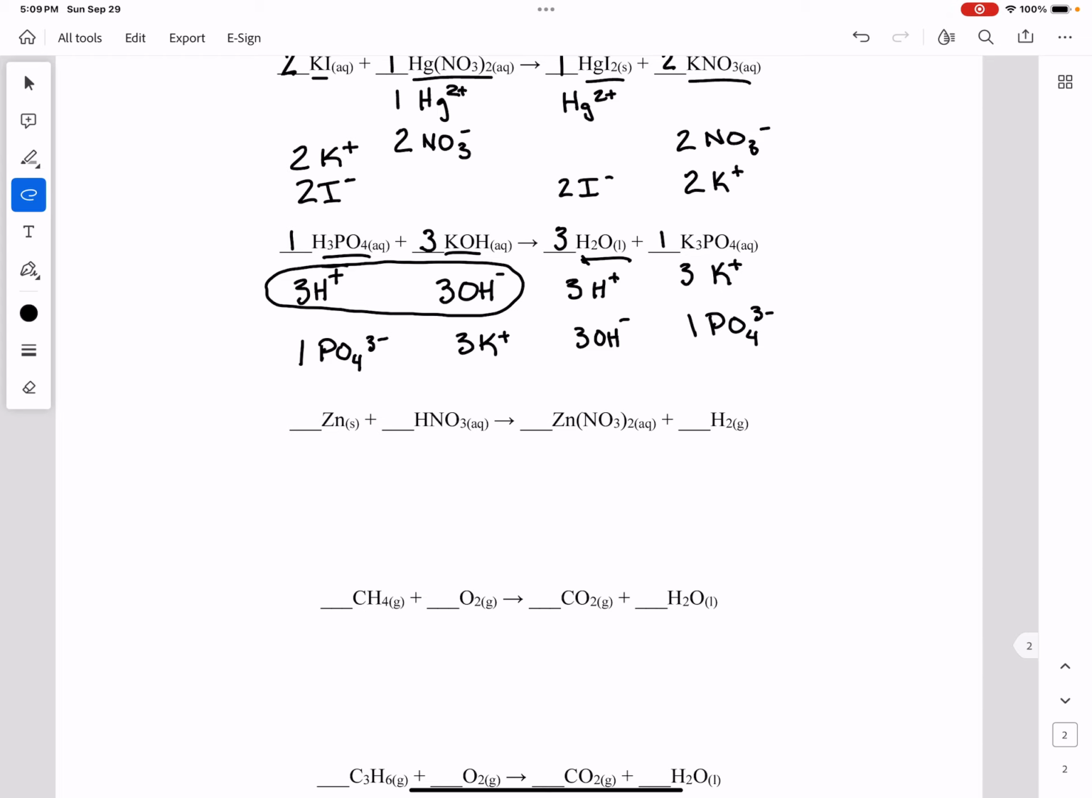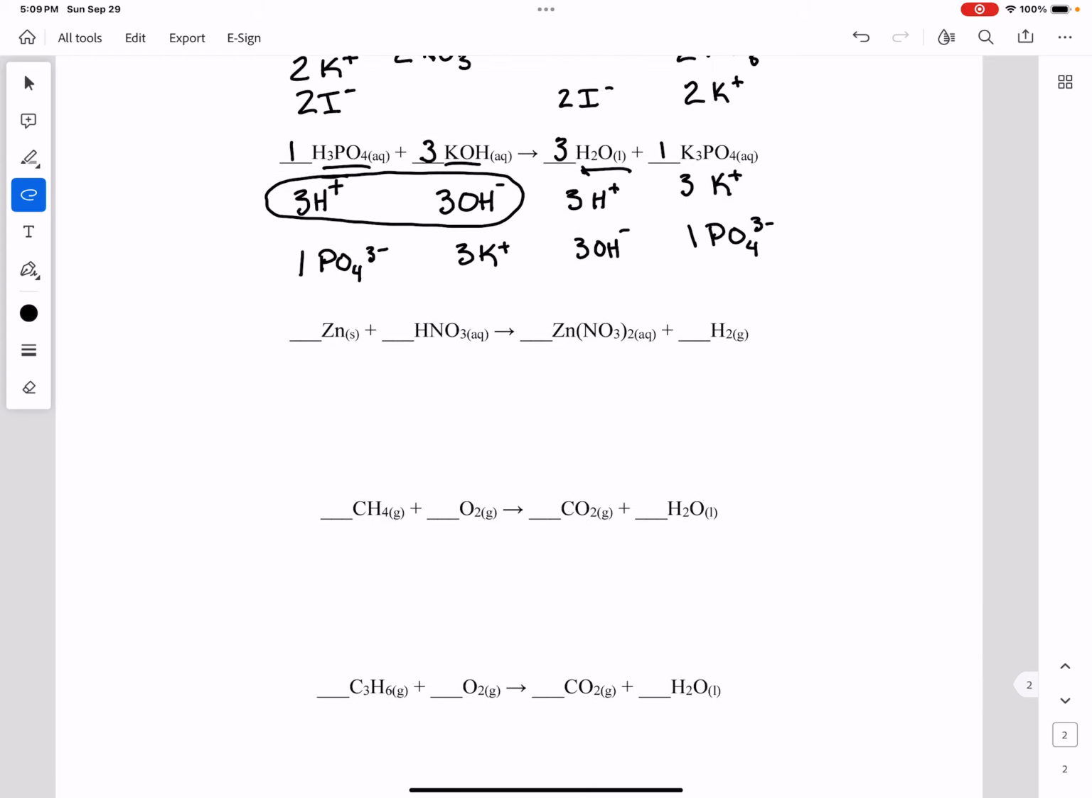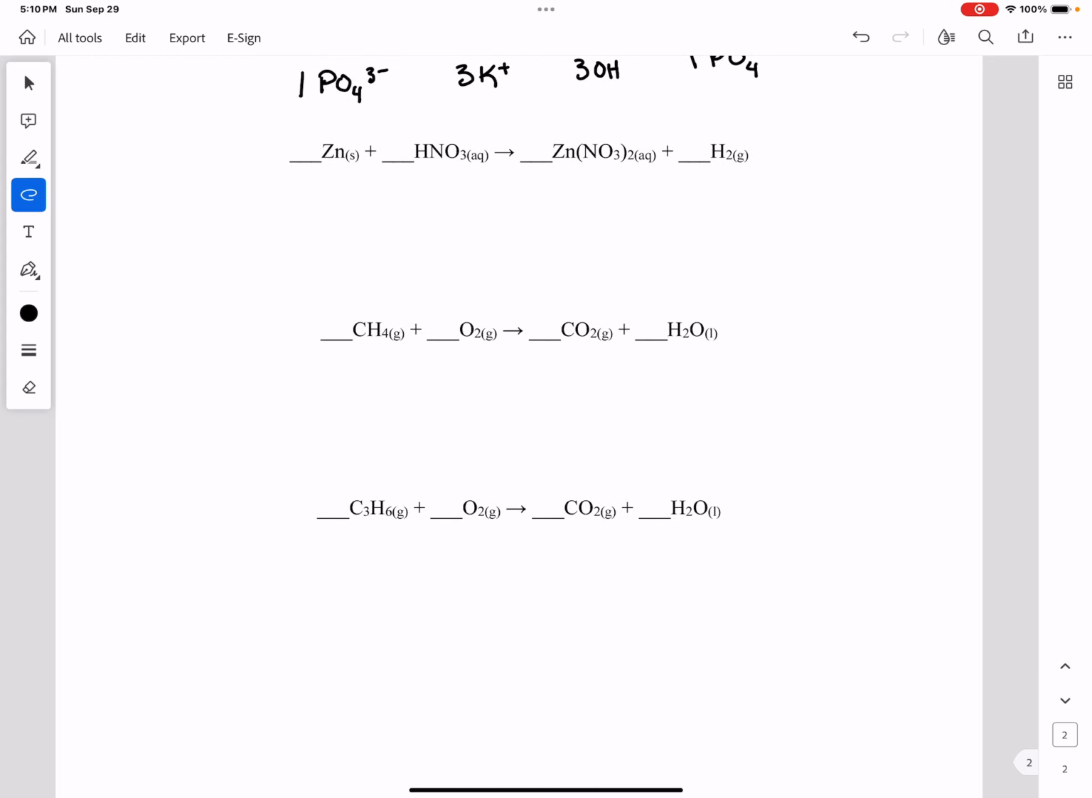All right, moving on. This next one is going to be one type of redox reaction. So this is an elemental metal. We can tell that zinc is elemental. It's solid. It's not bonded to anything. And then we have nitric acid, HNO3. Okay, and then we're going to form zinc nitrate and elemental hydrogen.